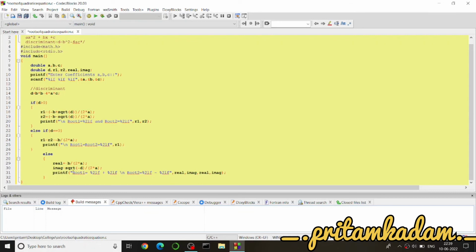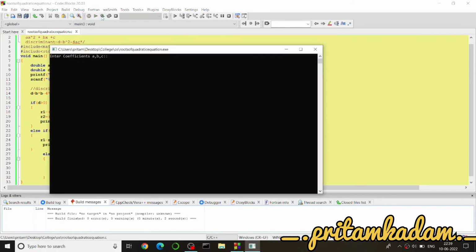Let us run this. So we will write \n so that it would be printed on a new line. Okay, everything looks good now. Let us run this program. So no errors. Now let us just insert a's value as 2, and then b's value as anything you like, so 80, and then c's value as 1. So root 1 was minus 0.012 and root 2 was minus 39.